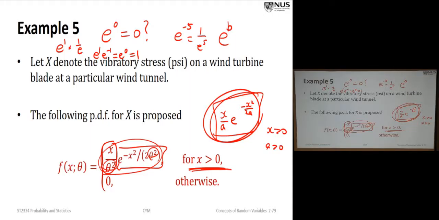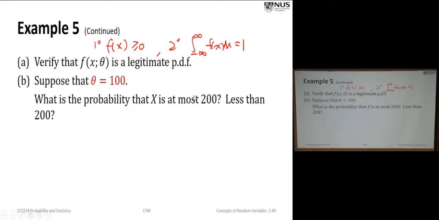The next part is the second criterion: integrate from minus infinity to infinity, and that is equal to 1. Then, in particular, if theta equals 100, find the probability of x at most 200. So you are asked to find the probability of x at most 200. You cannot exceed 200, right? And then less than 200. At most 200, right? Less than 200. Is it correct?